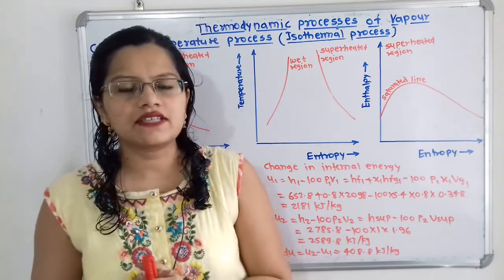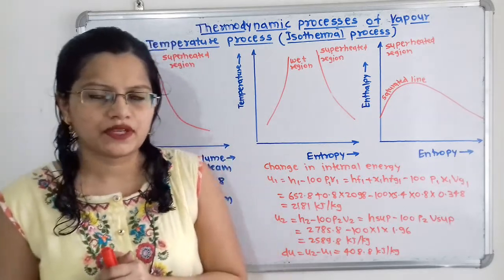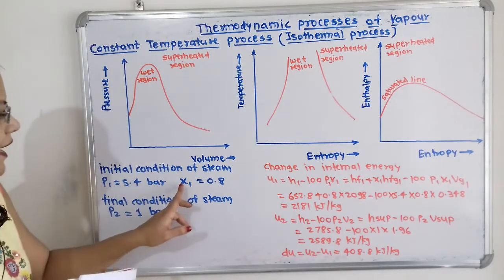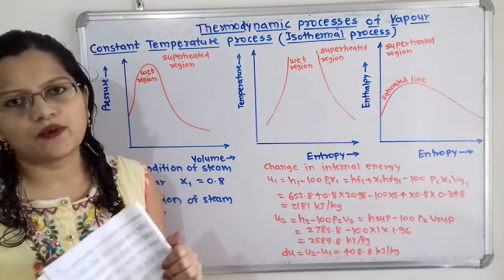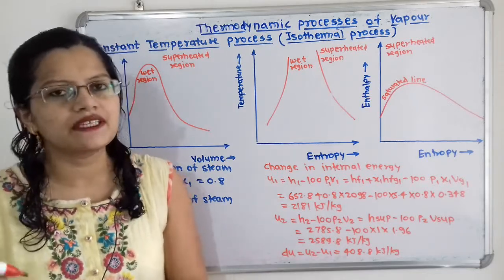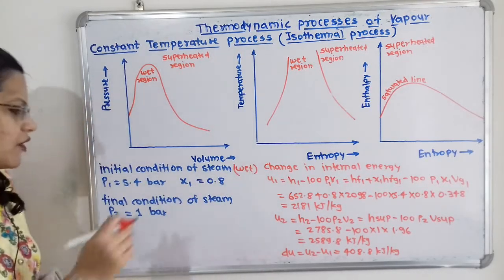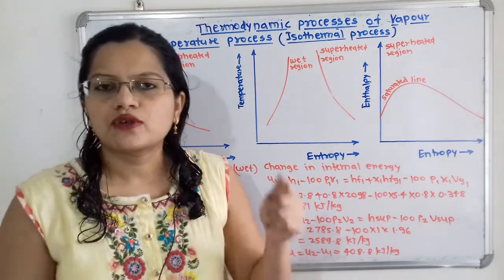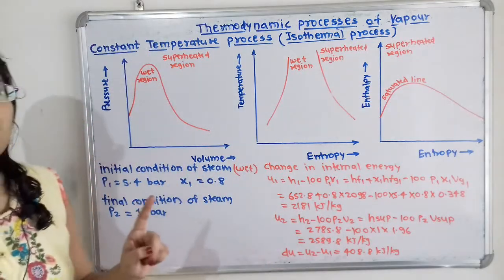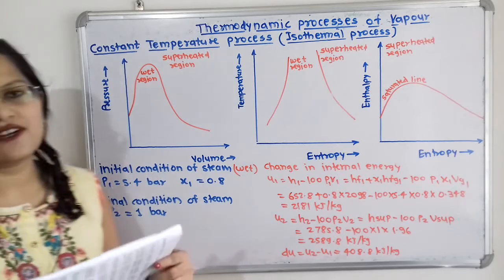Let us first understand the initial and final condition of steam with the help of steam table. Now initial condition, it is given that pressure P1 is 5.4 bar and the dryness fraction X1 is 0.8. So here dryness fraction is given, that means initially the steam is wet steam. So we will say that here the condition is wet steam. Now what is the final condition of steam? Here isothermal expansion process is taking place. That means temperature will remain constant. So what is the temperature for the initial 5.4 bar?